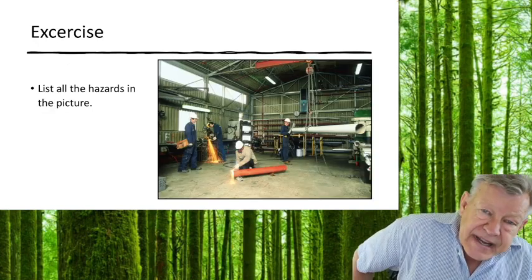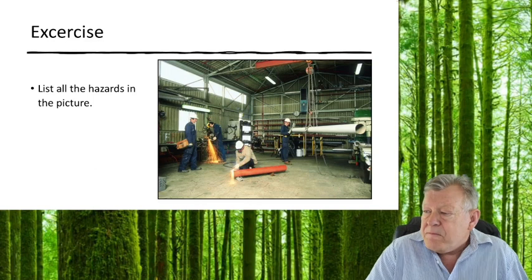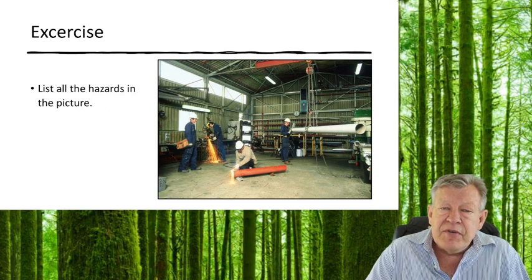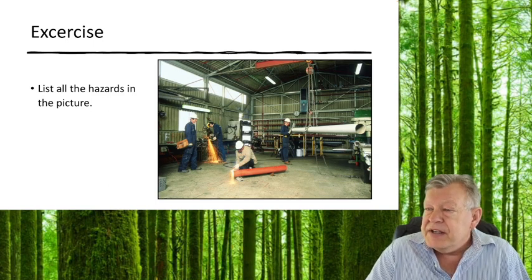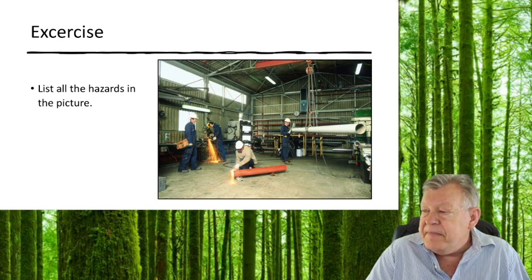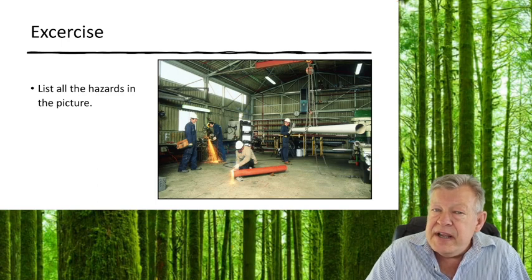Here's your first exercise. This is a workshop, and there are people working there. What I need you to do for this assignment is to list all the hazards in the picture. There are quite a few of them. Don't tell me about the rules that are getting broken. Don't tell me about the incidents. I want only the hazards.